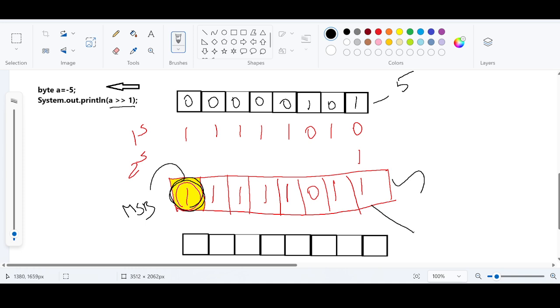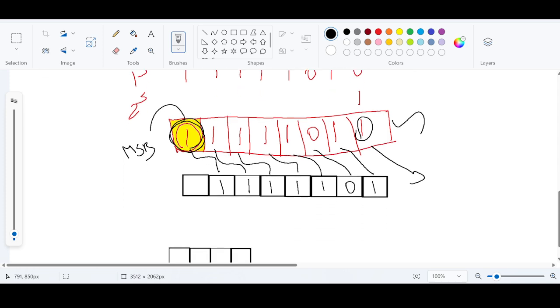Now you just right shift it by 1. This 1 will get eliminated. So this 1 will occupy this position. This 0 will occupy this position. This 1 will occupy this position, and so on for each of the remaining bits. Now the question: if the MSB is 1, fill the void space with the actual MSB value, which is 1 itself.